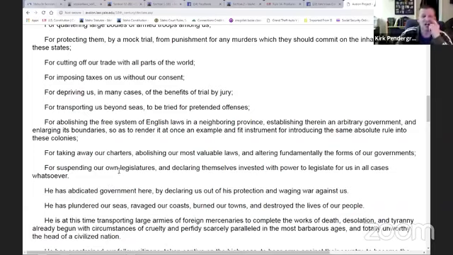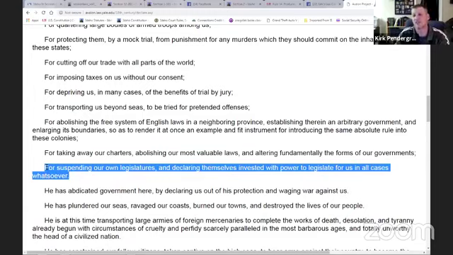How about for suspending our own legislatures and declaring themselves invested with the power to legislate for us in all cases whatsoever? That would be a declared act of tyranny, wouldn't it? Self-evident that the legislature does not have the power to legislate for us in all cases whatsoever. We have the common law for a reason. That's the reason why the common law was laid down before the Constitution was created, before our form of government was created. Our founders laid down the law.